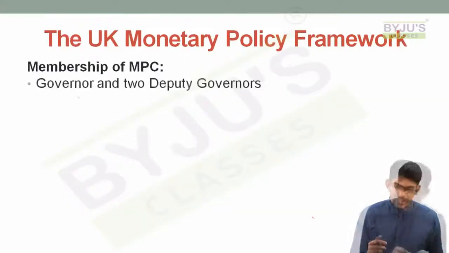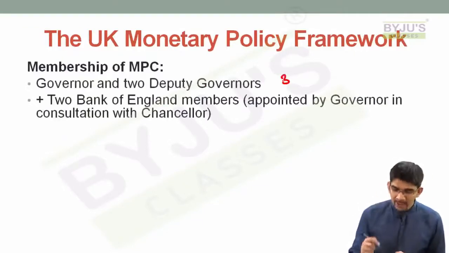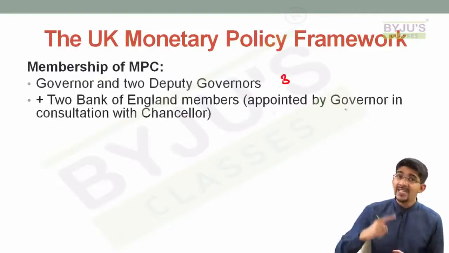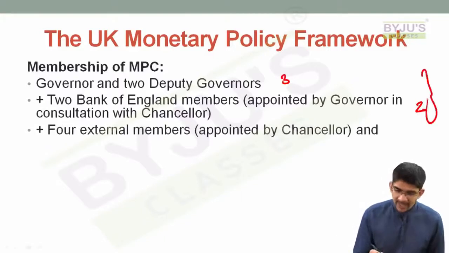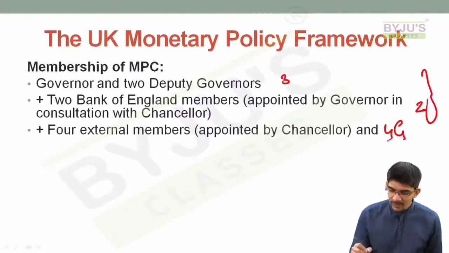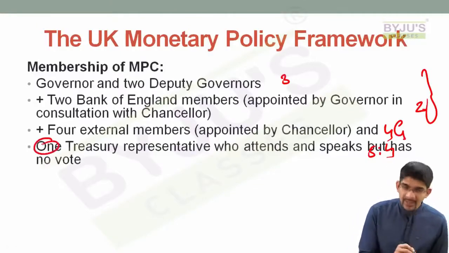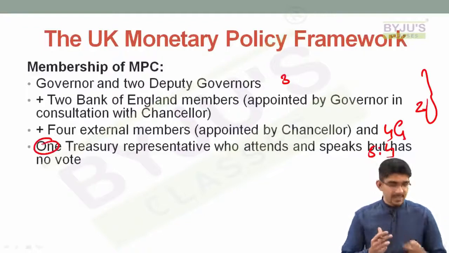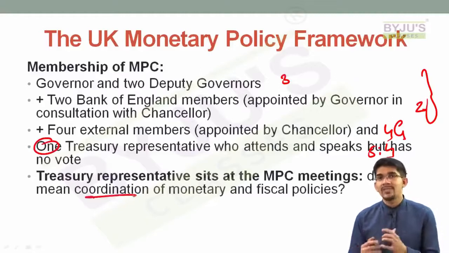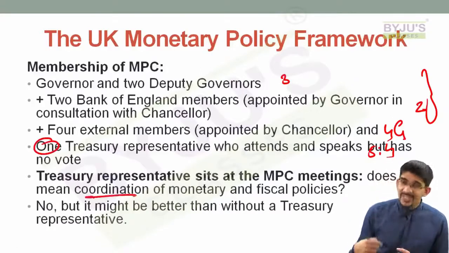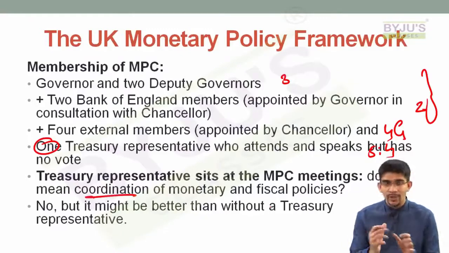So membership of the MPC, as we saw, is the governor and 2 deputy governors, which is 3 members there, plus 2 Bank of England members appointed by the governor in consultation with the chancellor, which is again 2 people. So all this from the central bank, and 4 external members from government. So we clearly have a 5:4 ratio. And we'll have 1 treasury representative without a vote who's only there as a facilitator to achieve coordination of monetary policy and fiscal policy. So does it always achieve that? It will be better than without a representative. So having a representative there can help coordination.